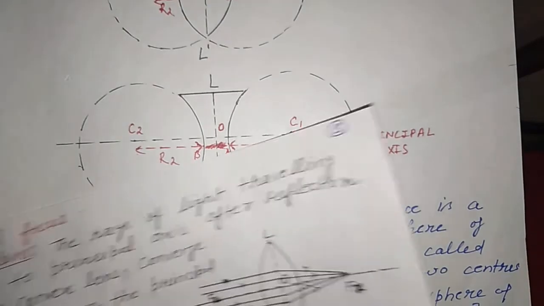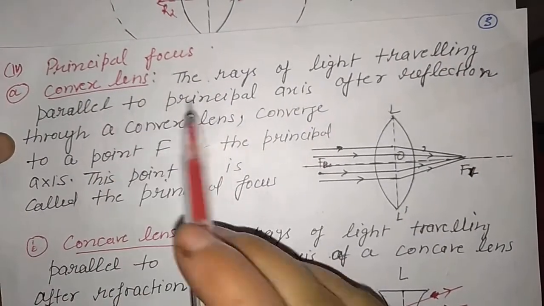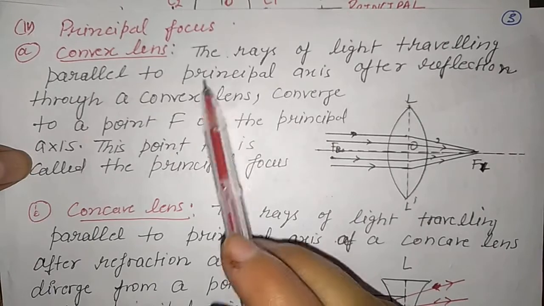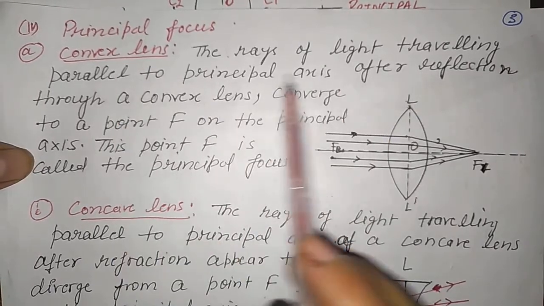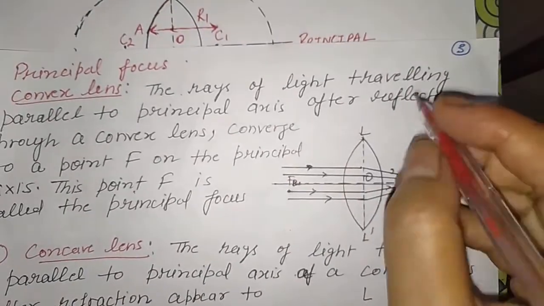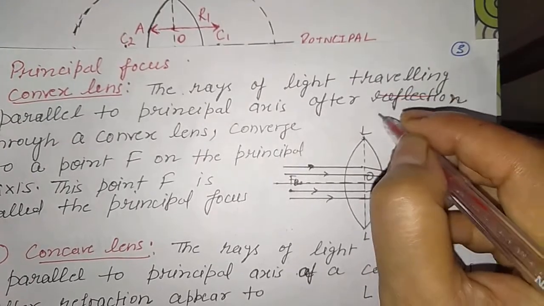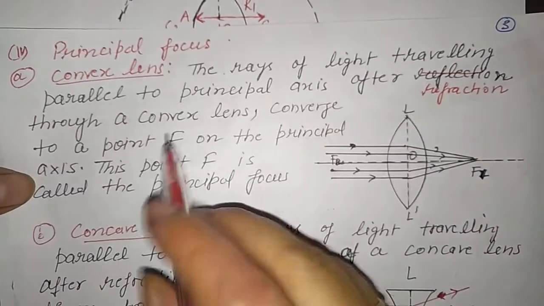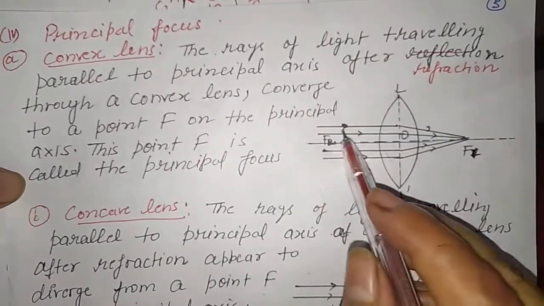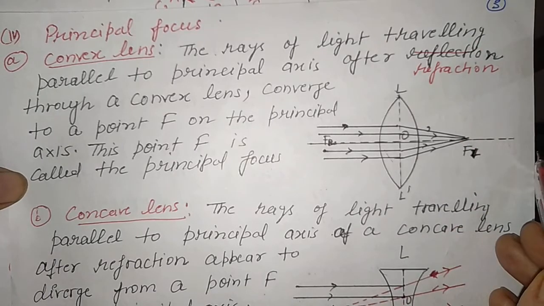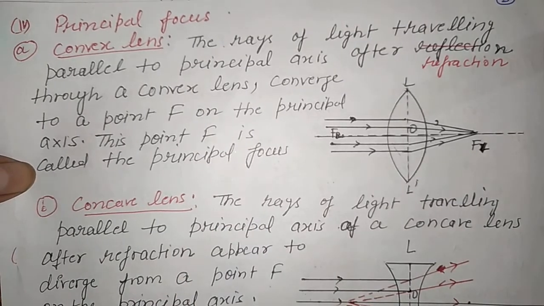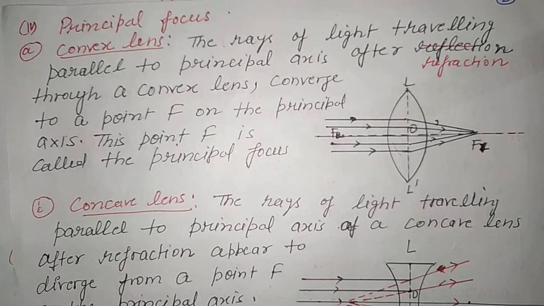Now the next topic is the principal focus. This is important. First we will take the convex lens. The rays of light, similar to the mirror, but with a little bit of change. The rays of light traveling parallel to the principal axis, after refraction through a convex lens, converge to a point on the other side on the principal axis. That point F is called the principal focus.